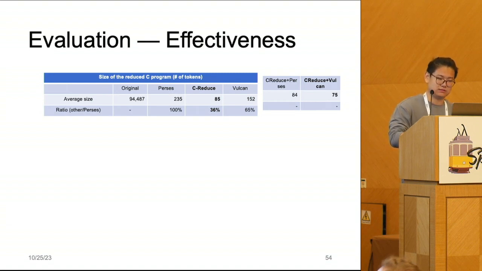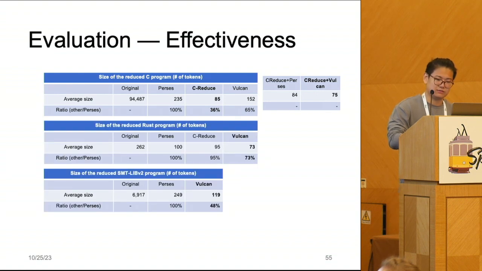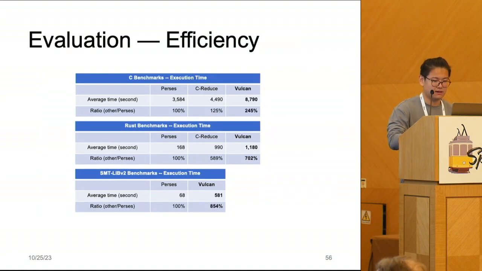smaller results. We also ran experiments with Rust and SMT benchmarks. In these 2 experiments, the results of Vulkan are 27% and 52% smaller than those of Perses. In terms of efficiency, Vulkan inevitably requires longer execution time. It is around 2.5 times slower than Perses in C benchmarks, and for Rust and SMT benchmarks, which generally take less time to reduce, Vulkan is 7 and 8.5 times slower than Perses.